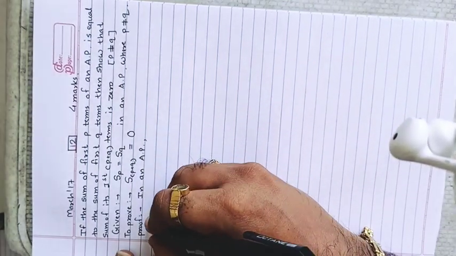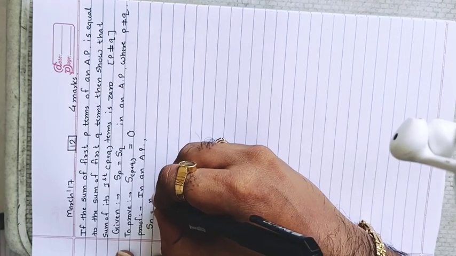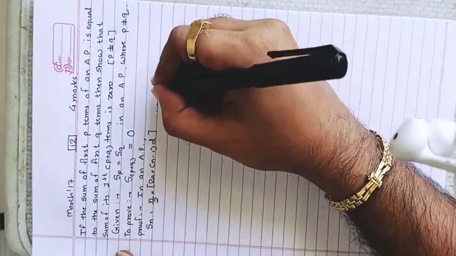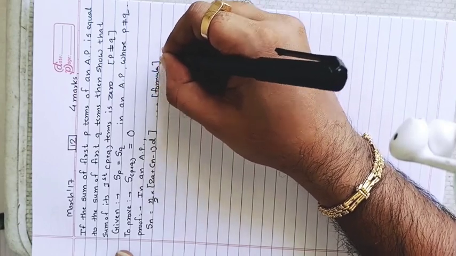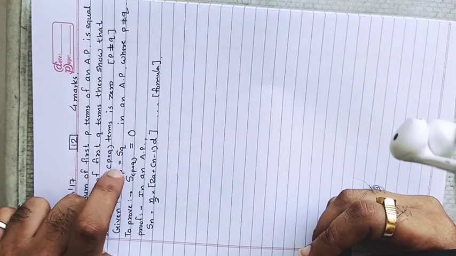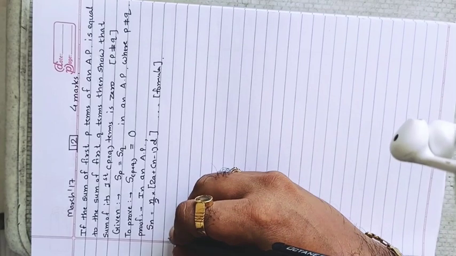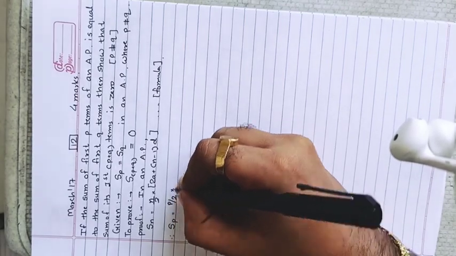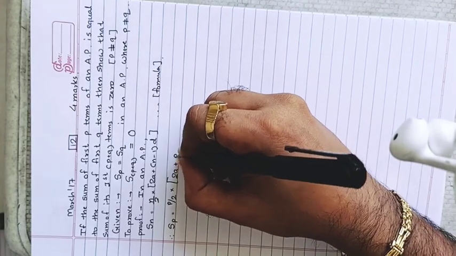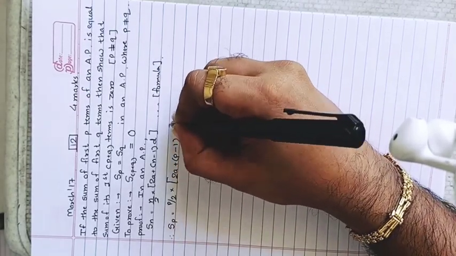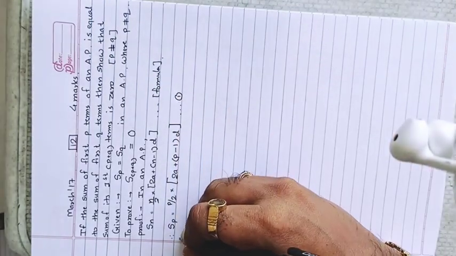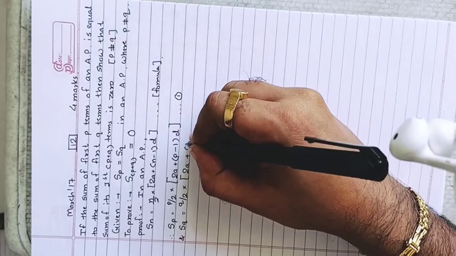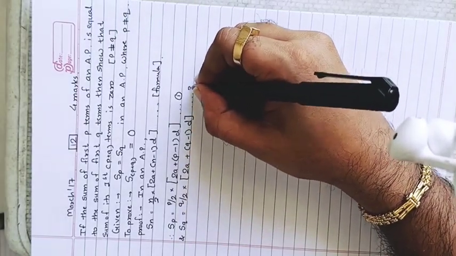So in an AP, S of n equals n by 2 into 2a plus n minus 1 into d. This is the formula. Right? We need to find S of P, S of Q and S of P plus Q. Therefore, S of P equals P by 2 into 2A plus P minus 1 into D. We'll mark it as 1. And S of Q equals Q by 2 into 2A plus Q minus 1 into D. We'll mark it as 2.